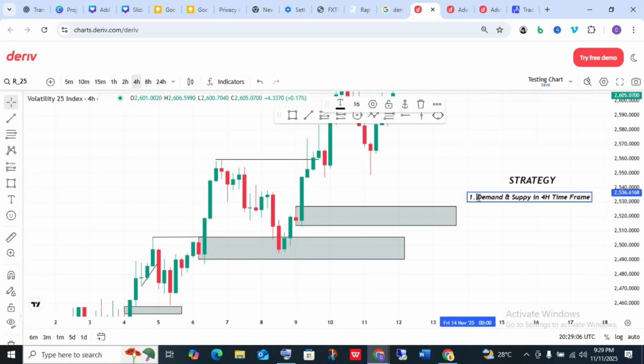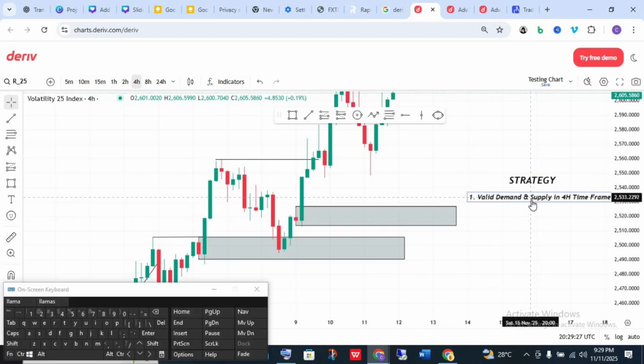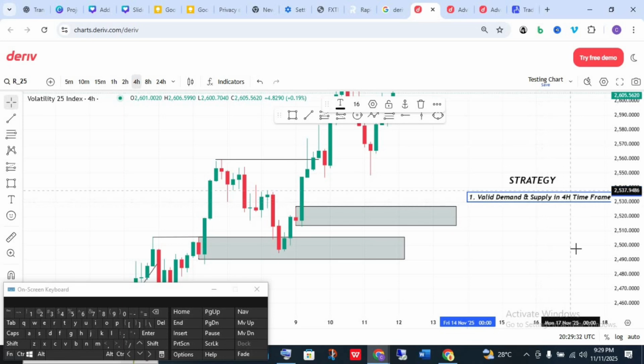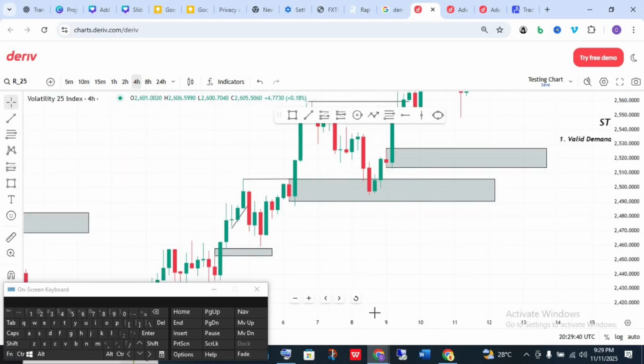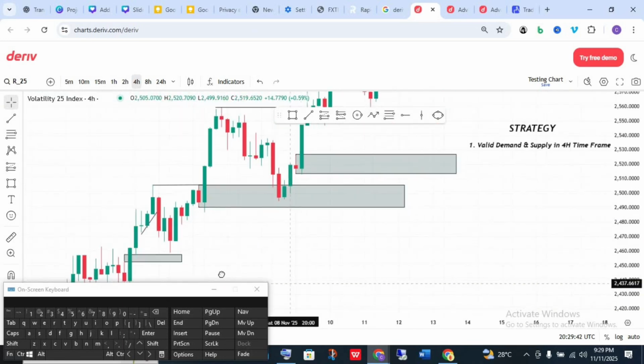So let me change this to a valid, because not all demand or supply are valid. A valid. So how do you know that a demand or supply is valid? Because it caused a break of structure. Now, I've showed you how to identify demand and supply.